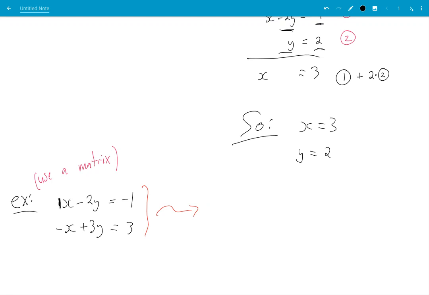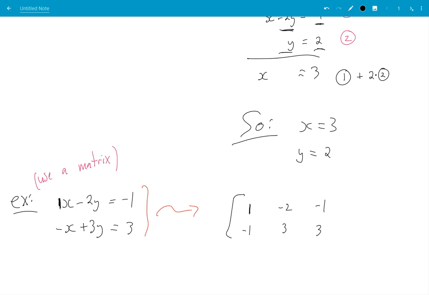So what I'm going to do is just extract those numbers. 1. Below it's a negative 1. I have a negative 2. And I have a 3. And then I have a negative 1 and a 3. Okay, so I took the important information here and I wrote it in a 2 by 3 arrangement over here. And this is what we do with it now.